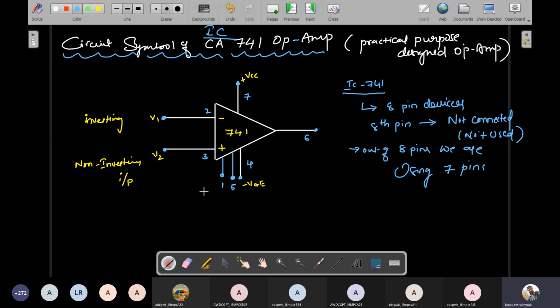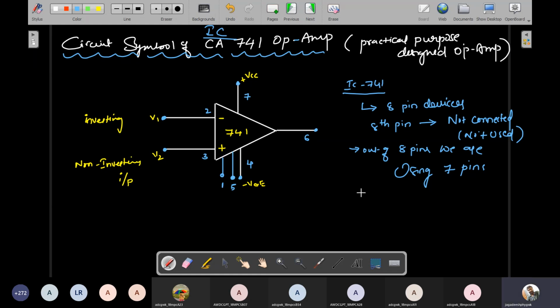Okay, and these pins are right now. The first pin is offset null voltage and the 5th is also offset null voltage. So this pin is an offset null voltage pin actually. Okay, so now I'll explain the pins, which pin is for which purpose. So you will note it. I'll erase this. After that I will explain each pin and for which purpose they are used.